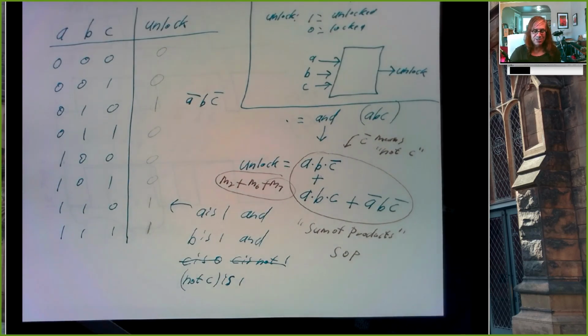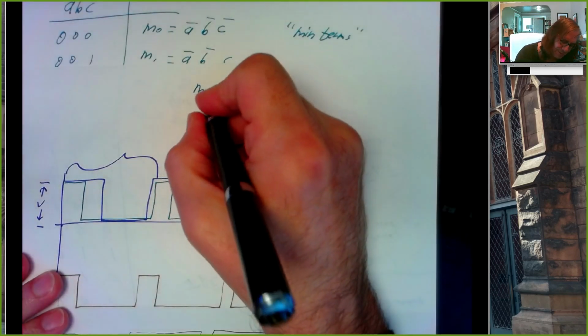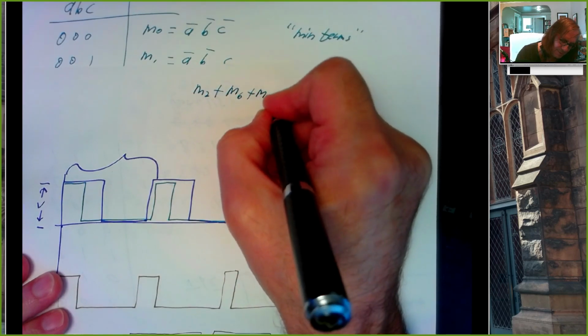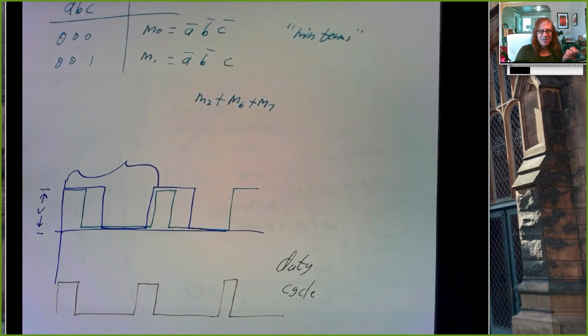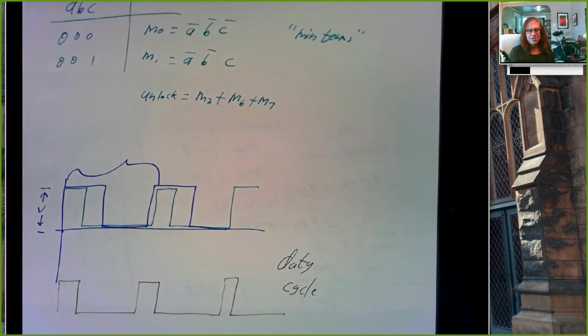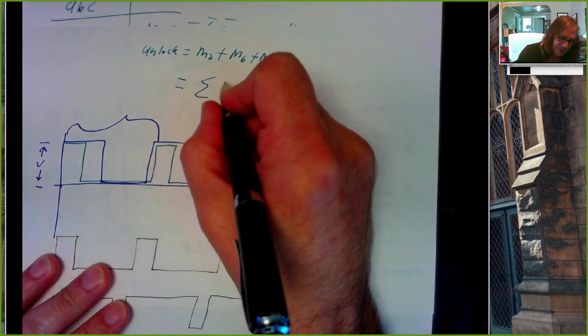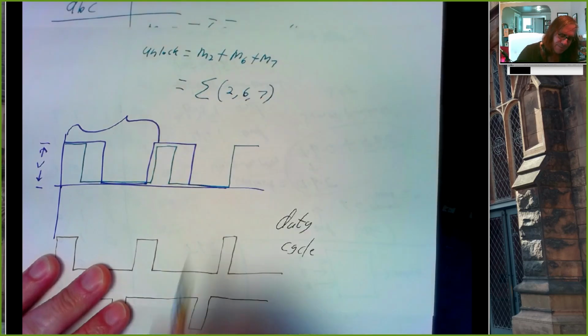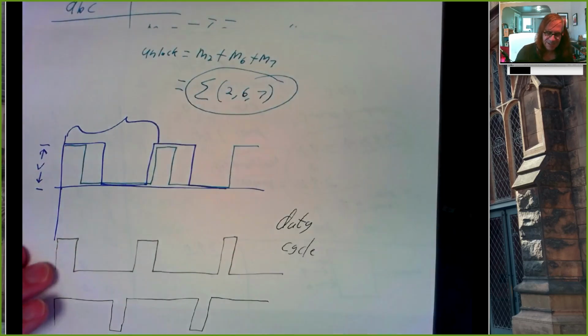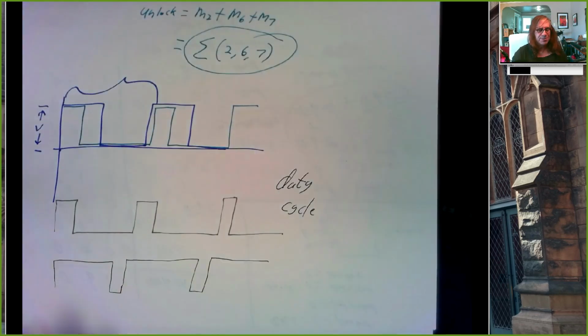And this laziness thing is not a joke, right? It can go to extremes. Every equation that we write for a truth table is just going to be a bunch of these m's added up together, right? So unlock equals m2 plus m6 plus m7. Well, we can write that even more succinctly, using a summation symbol to mean sum. We can just say add up min terms 2, 6, and 7. And this has exactly the same information as all of that, but it's a whole lot easier to write.